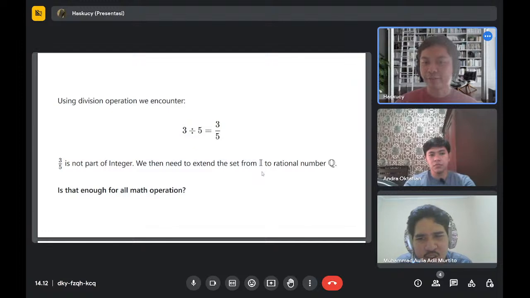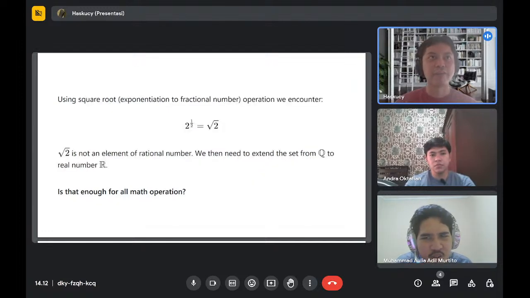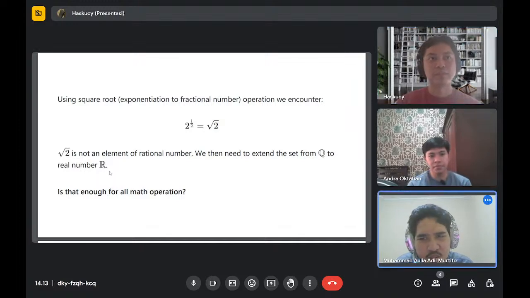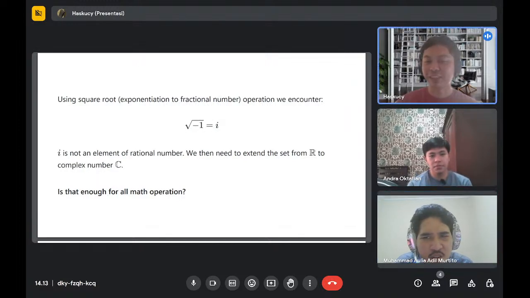Is that enough? No, right? You have square root, which is not a fractional number, not a rational number. We need to extend from Q to the real numbers. Then we have the square root of -1, which is i.